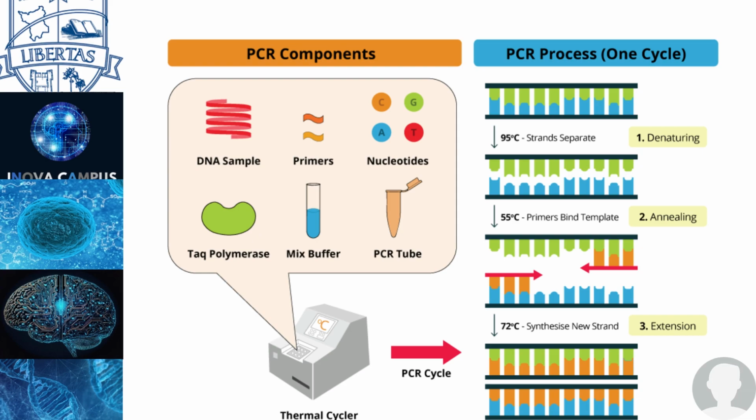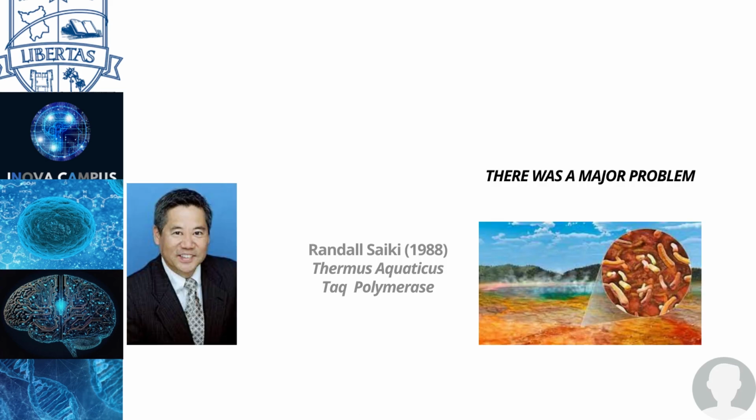So another scientist, Randall Saiki, in 1988, discovered a bacteria called Thermus aquaticus, and this bacteria lives in hot springs. So its DNA polymerase is very resistant to high temperatures. It is called Taq polymerase. So he discovered this thing, and they started using Taq polymerase in the PCR process.